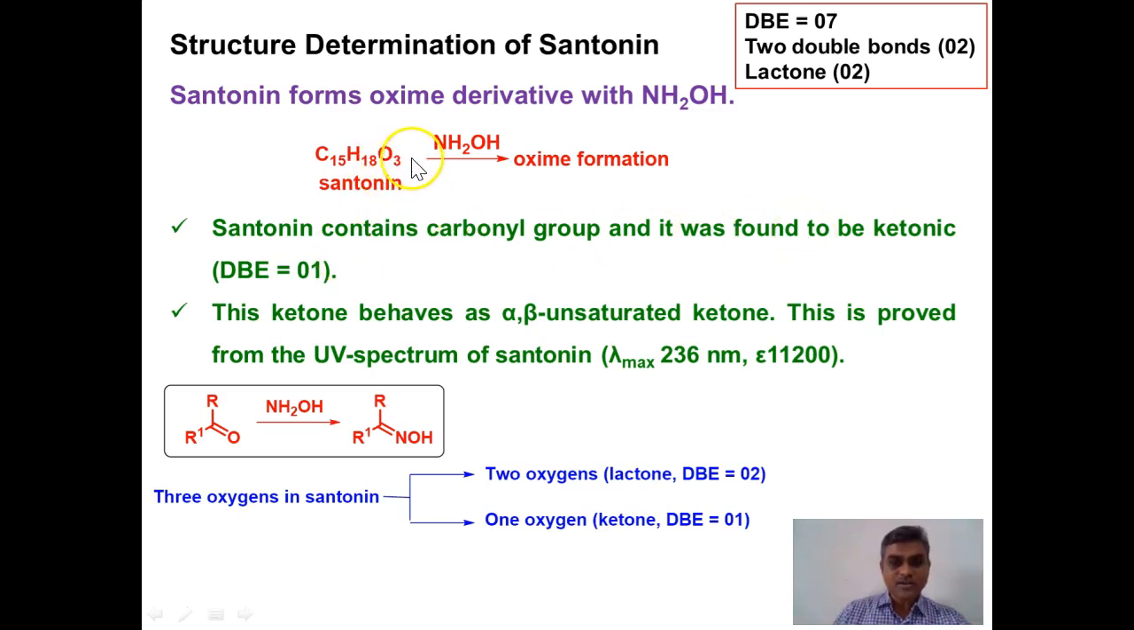Now the ketone corresponds to again 1 degree of unsaturation. So in this way, we have now accounted for a total of 5 degrees of unsaturation: 2 for double bonds, 2 for lactone, and 1 for the ketonic oxygen. Now the nature of this ketone is found to be alpha beta unsaturated, and this is based upon the UV spectrum data. Santonin shows lambda max at 236 nanometers, which is characteristic of the alpha beta unsaturated ketone pattern, and therefore we believe that the Santonin molecule is an alpha beta unsaturated ketone.